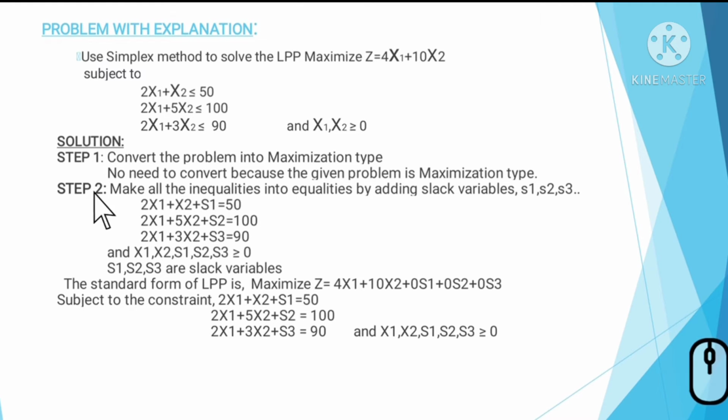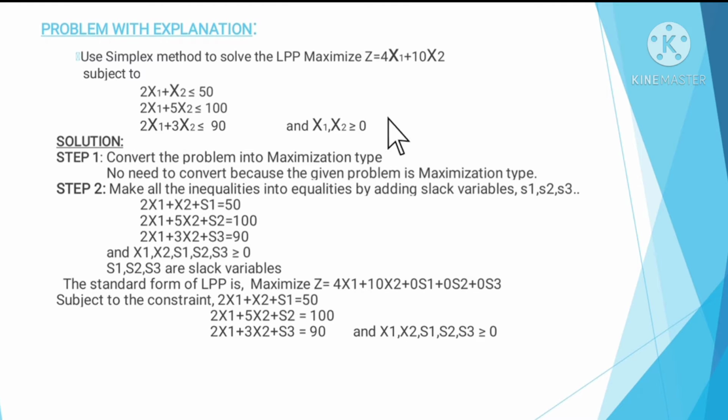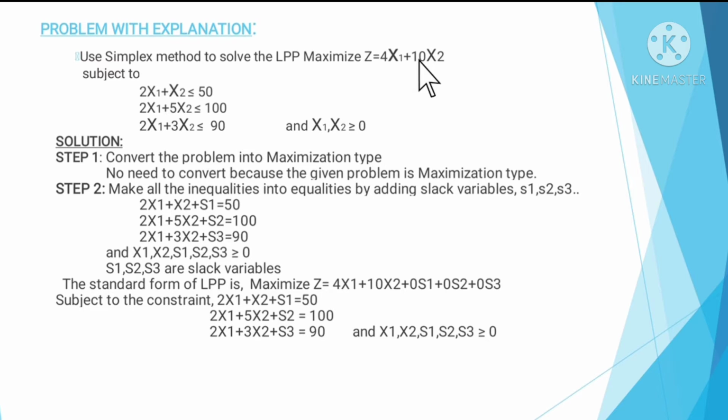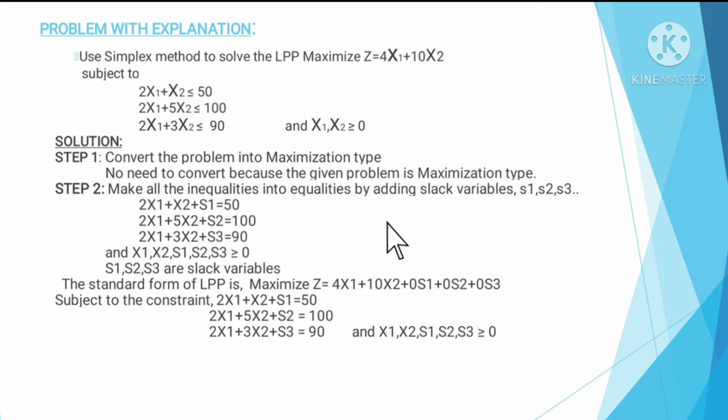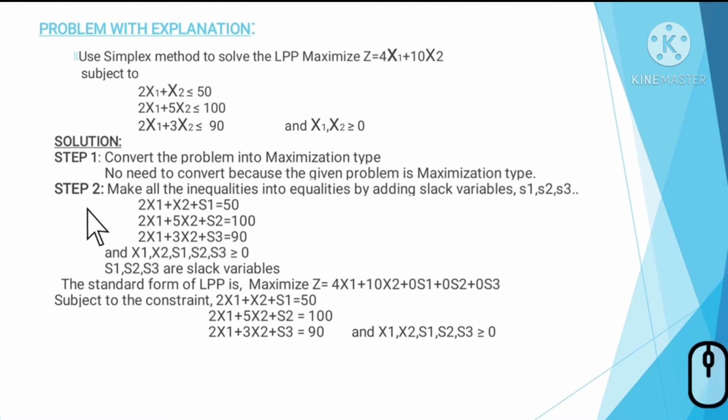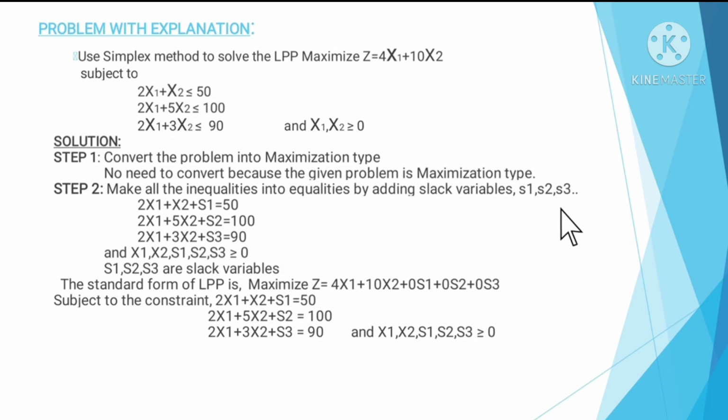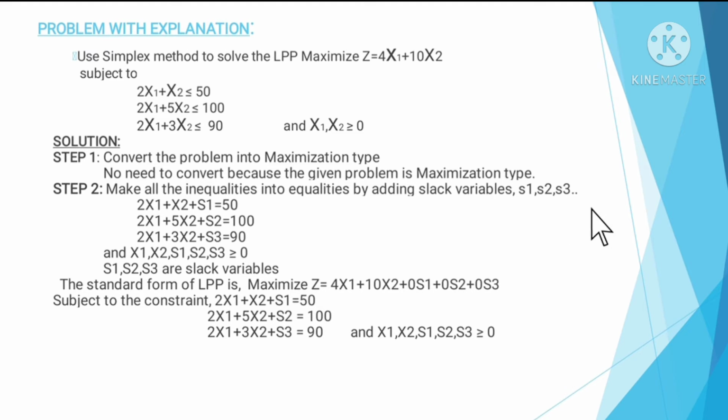The first step is to convert the problem into maximization type. The given problem is already in the maximization type, so there is no need to convert. Step 2 is to make all the inequalities into equalities by adding slack variables S1, S2, S3.